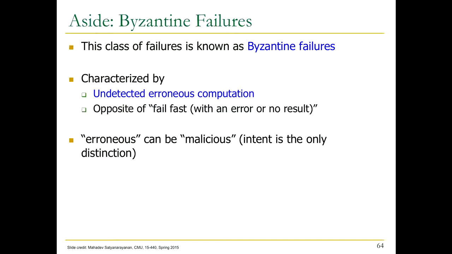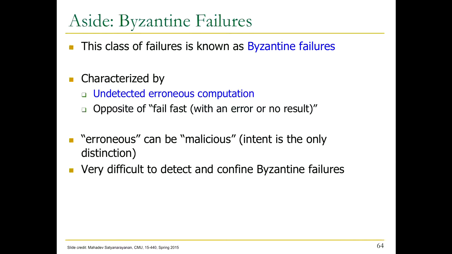And erroneous actually can be malicious. The only distinction is really intent and the mechanisms you use to exploit it. And you can see that this is a reliability problem, but also a security problem, right? So it's very difficult to detect and confine Byzantine failures. So when you design a system, you've got to make sure that these things don't exist. You do all you can to avoid them. You will be designing dependable systems potentially in any sort of form. Do anything you can to avoid Byzantine failures.